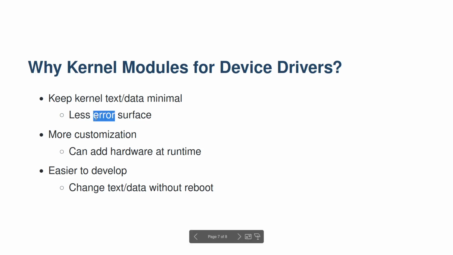It also means that there's less of an error surface, or a bug surface. If you just don't have the code, then it can't have bugs in it, right? The only way to know that you don't have any bugs is to not have any code at all. And so if we can just leave out code that we don't need, then that means that the kernel is maybe more secure or less prone to errors.